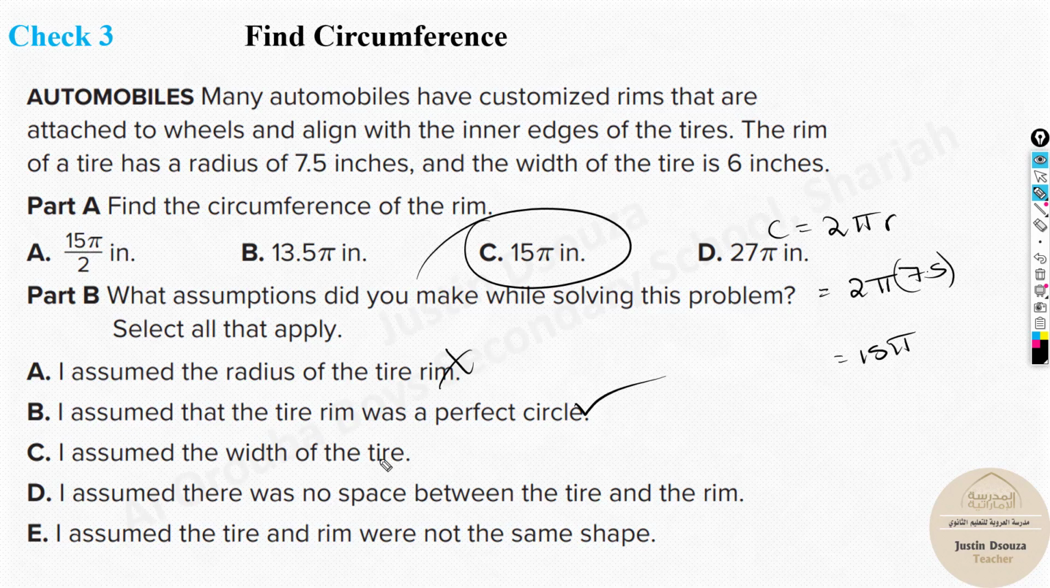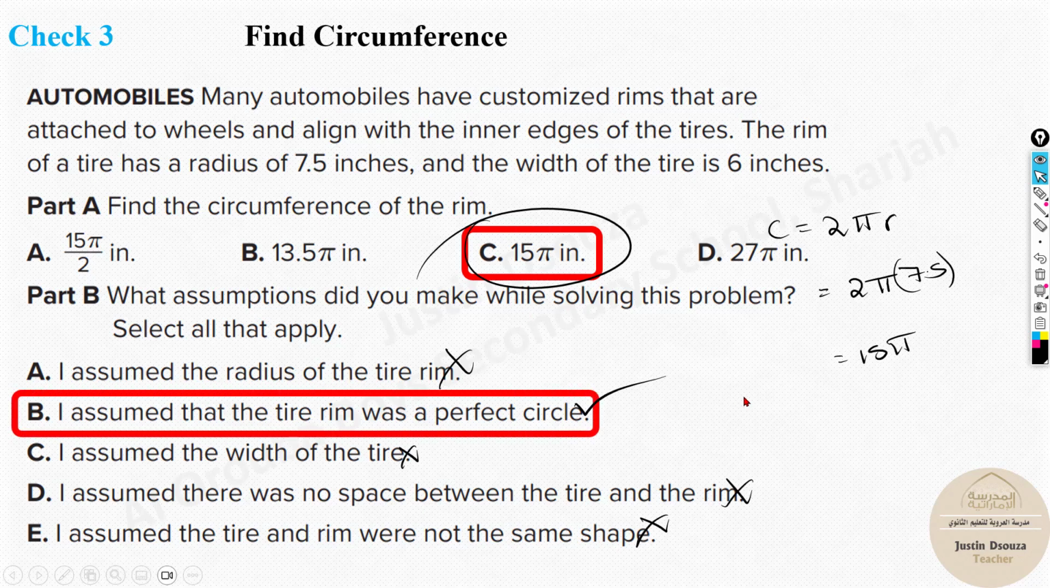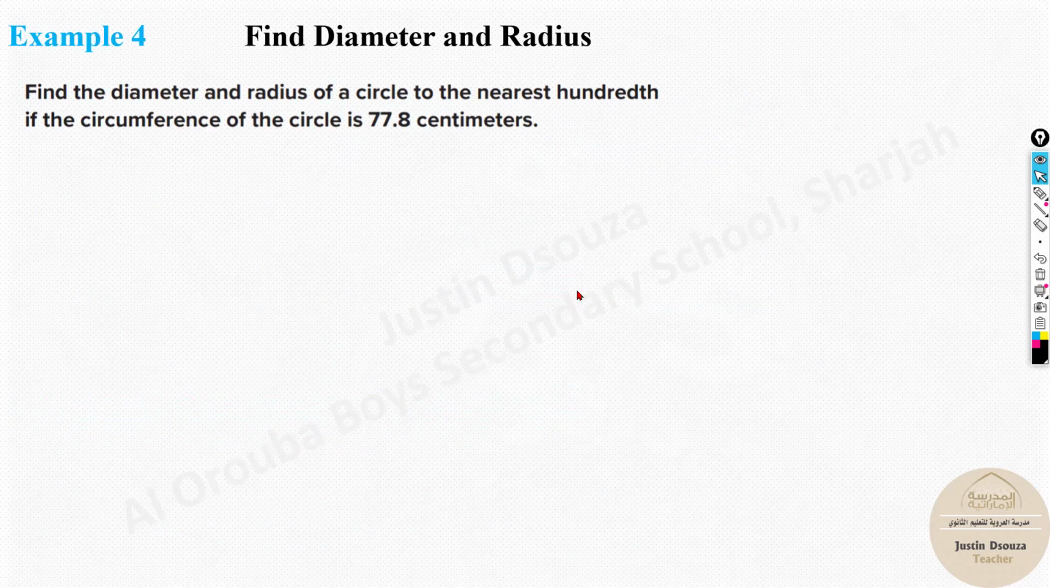I assume the width of the tire was wrong. We didn't take this. I assume there was no space between the tire, no, this is also not true. I assume that the tire and rim were not the same shape. It should be the same shape. It should be a circle. So only B is the correct answer over here. Let's see the answers. C and B. That's correct.